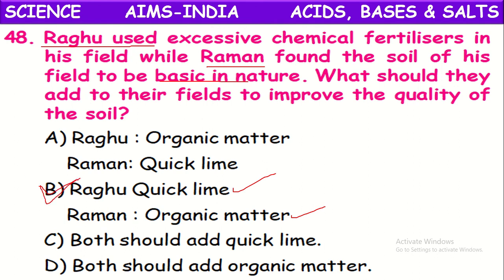Raghu should add quicklime to his soil. So the excessive fertilizers will be neutralized with the quicklime. Quicklime means calcium oxide, so it contains a base. Whereas Raman's soil should be added with some organic matter which produces acidic substances which will neutralize these basic substances. Okay, that is the correct answer.